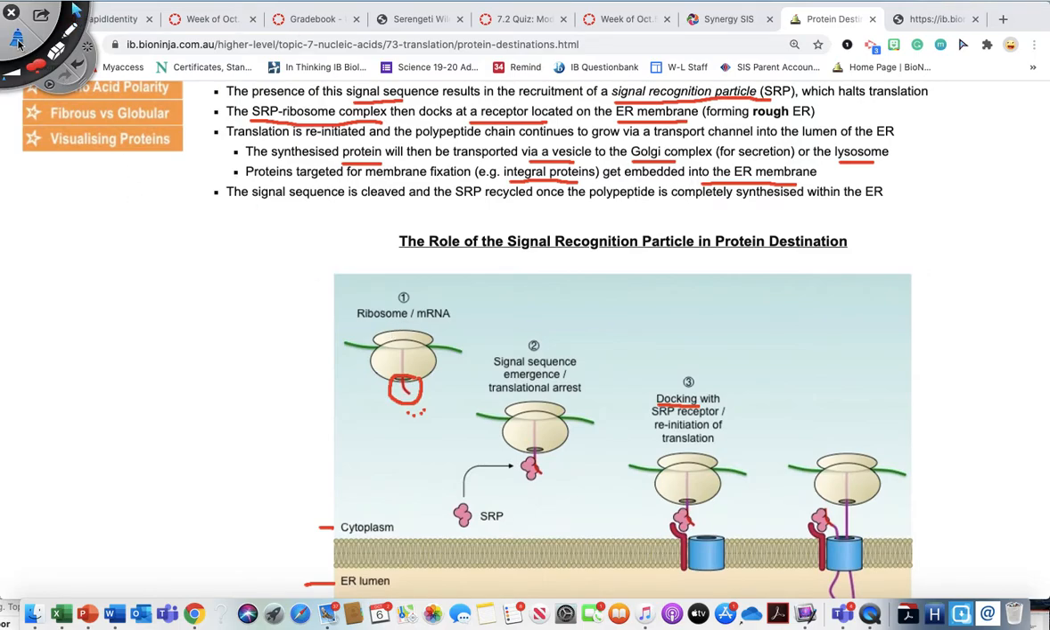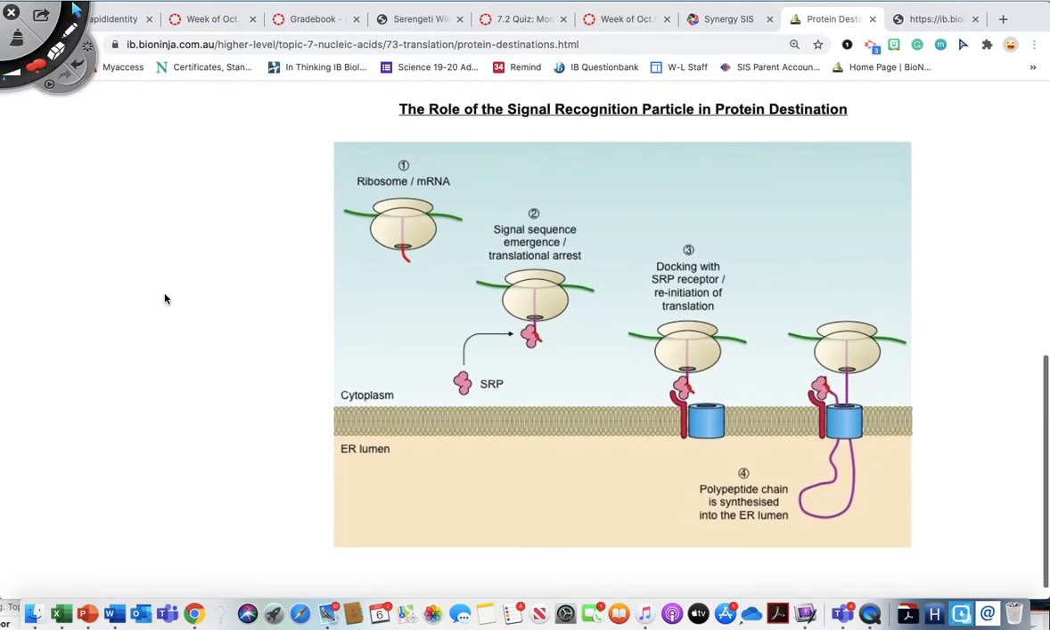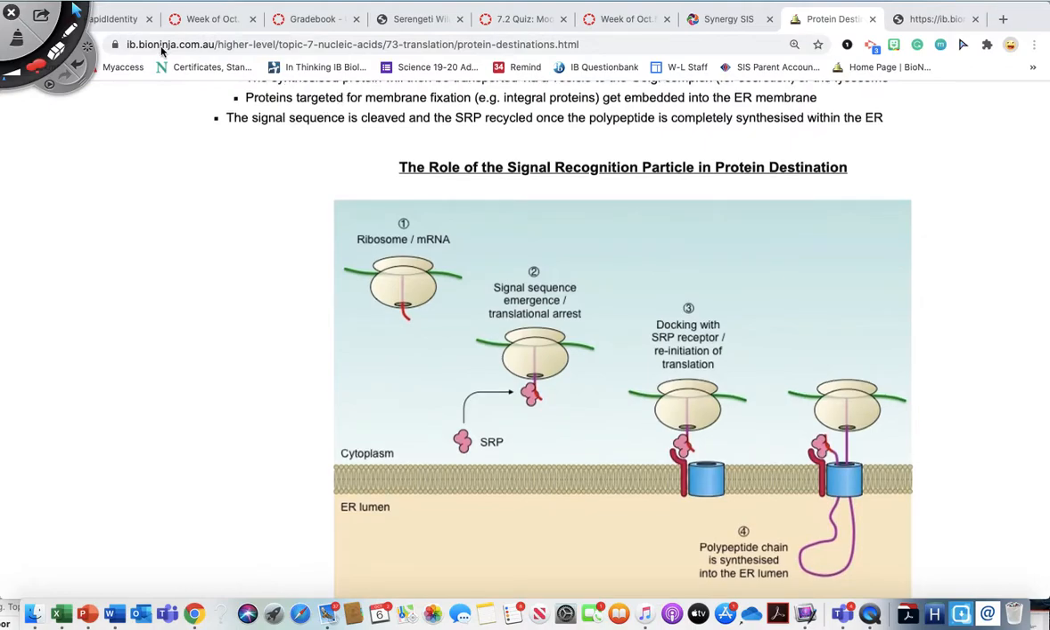So let me move this a little bit further down, and you can see that after the SRP and the protein complex attaches to receptors on the ER, the translation process continues, right? And then what happens? Well, the signal sequence at the end has to be stopped, right? And has to be cleaved. So at some point here, there's got to be a stop codon that's reached.